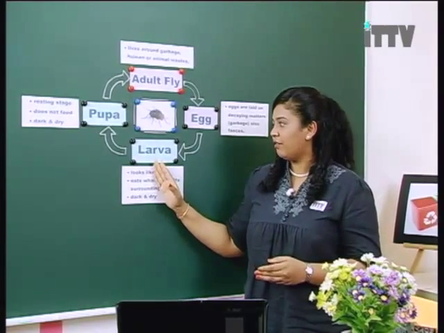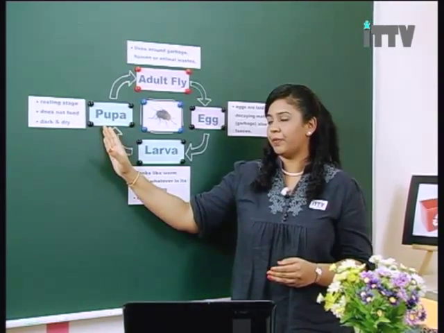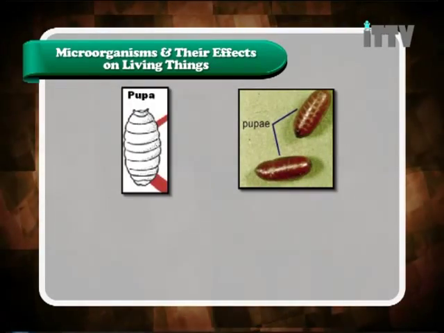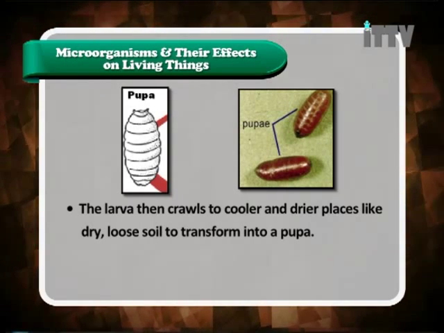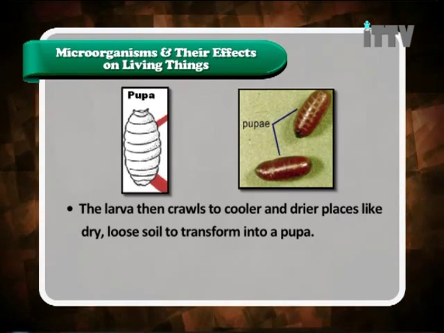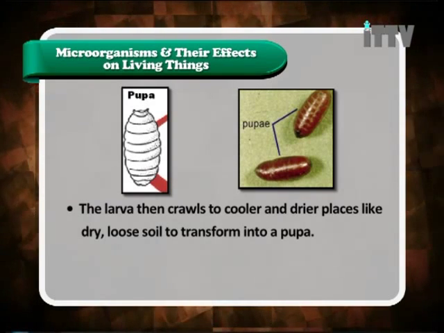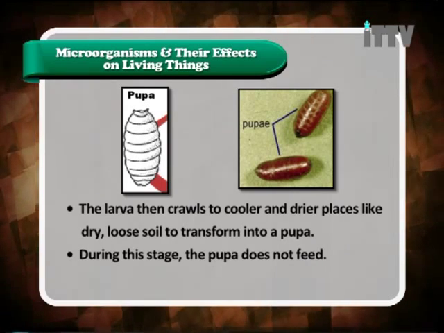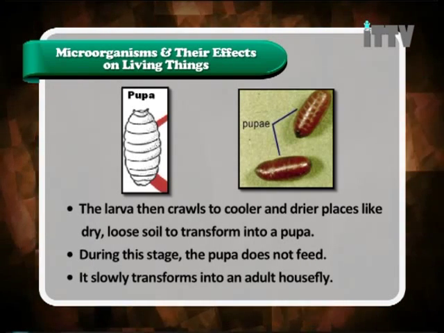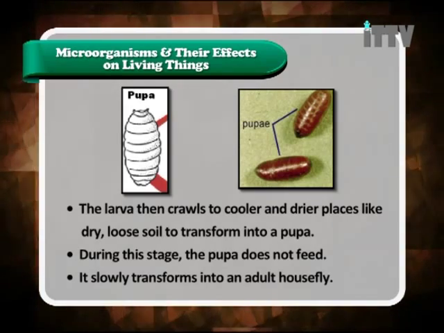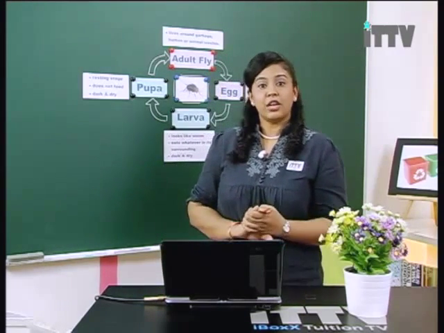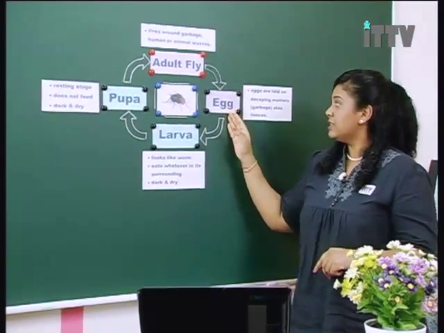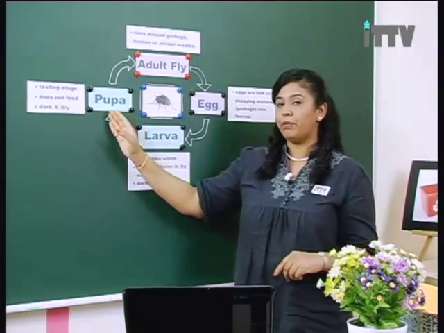So after larva, let's look at pupa. What does it do in the pupa stage? Pupa. The larva then crawls to cooler and drier places like dry, loose soil to transform into a pupa. During this stage, the pupa does not feed. It slowly transforms into an adult housefly. So pupa is a transformation from larva. We have seen the adult fly, egg, larva and pupa.